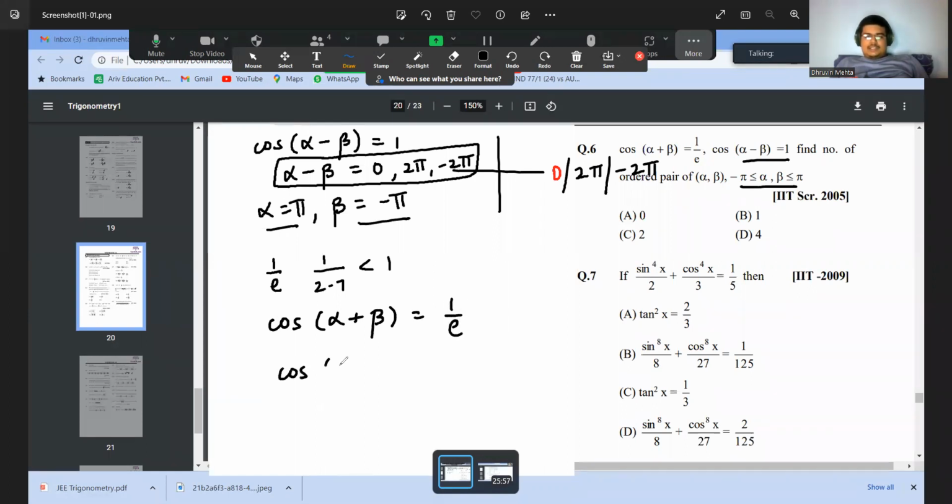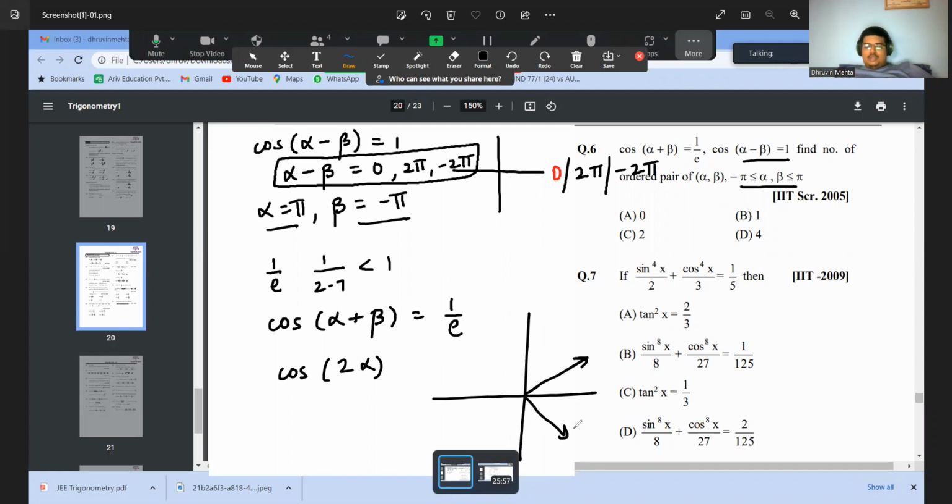So we can write this as cos of 2 alpha, because if alpha minus beta is 0, can we say alpha is equal to beta? From that equation, alpha minus beta equal to 0, we can say alpha is equal to beta. So we have cos of 2 alpha equal to 1 upon e. Now you have to understand how many such values are possible where it will be 1 upon e. It's a positive number, so it will be in the first and fourth quadrant.